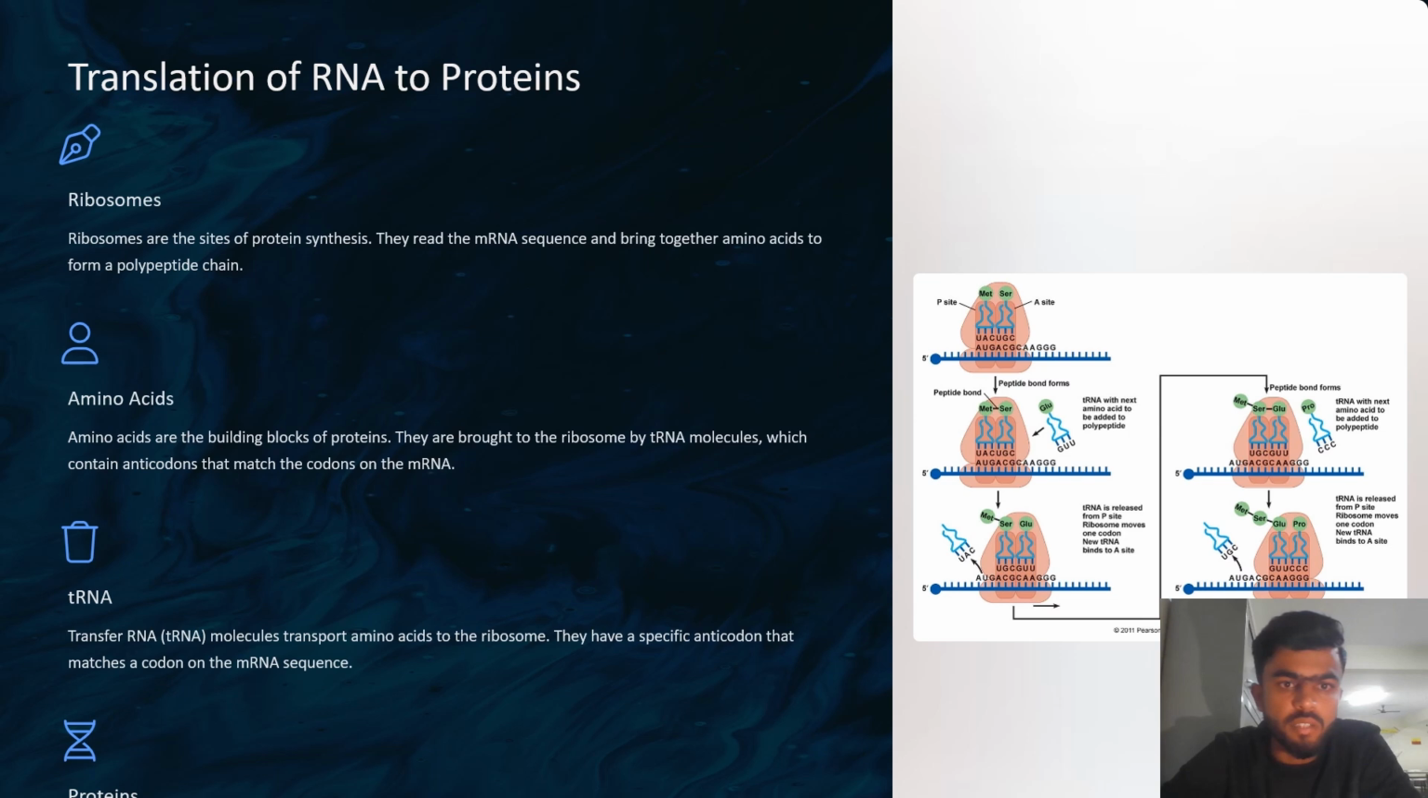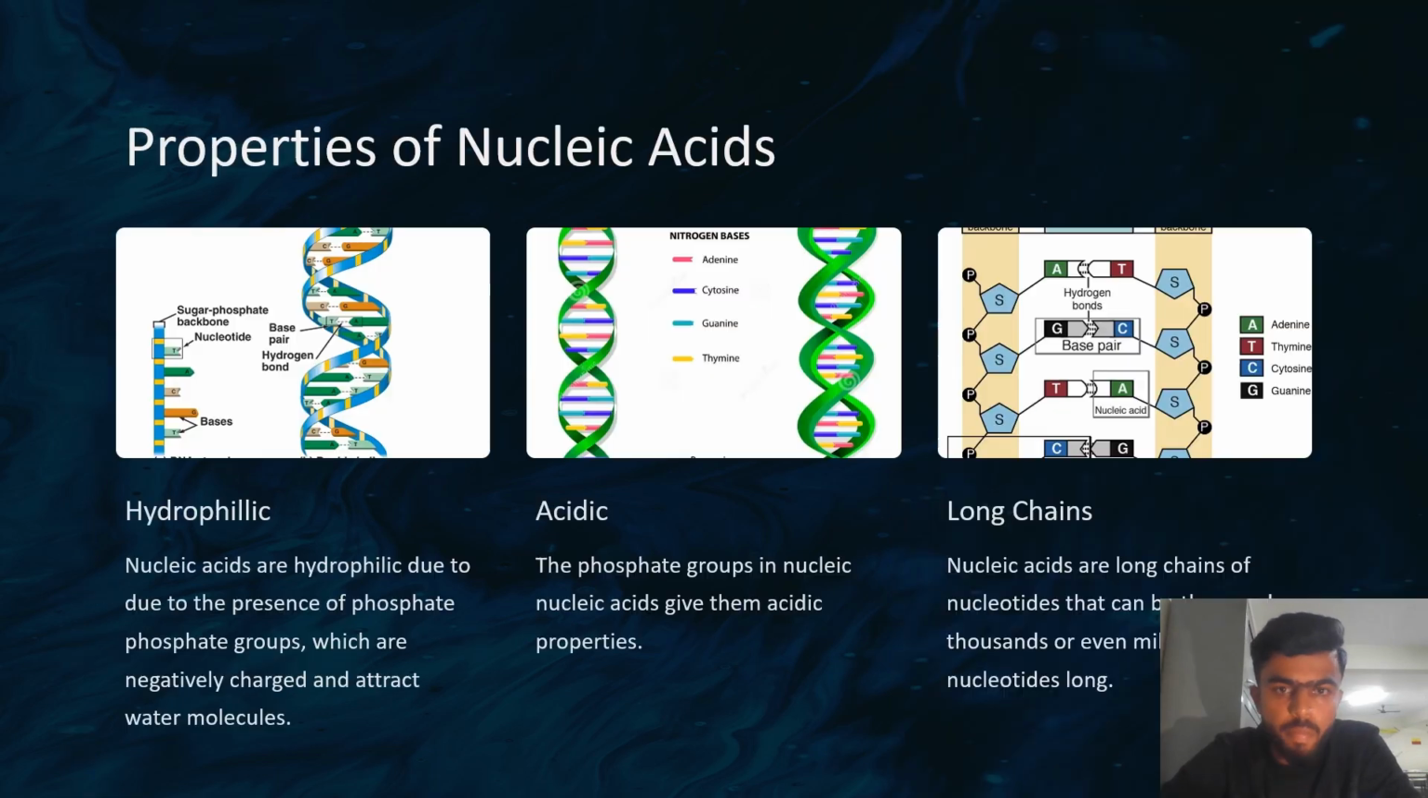Ribosomes. Ribosomes are the sites of protein synthesis. They read the mRNA sequence and bring together amino acids to form a polypeptide chain. Amino acids are the building blocks of proteins. They are brought to the ribosome by tRNA molecules, which contain anticodons that match the codons on the mRNA. tRNA, transfer RNA, transfers amino acids to the ribosome. They have a specific anticodon that matches a codon on the mRNA sequence.